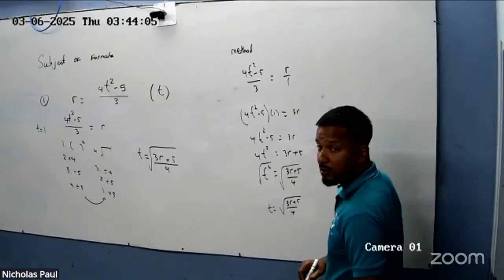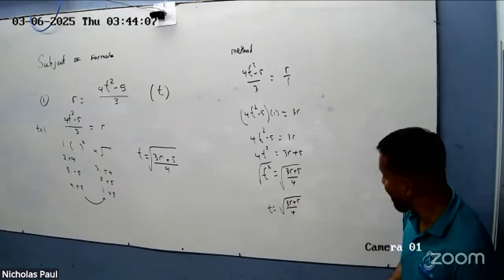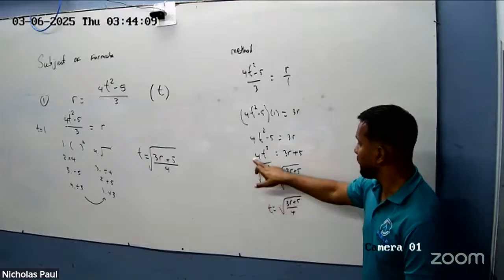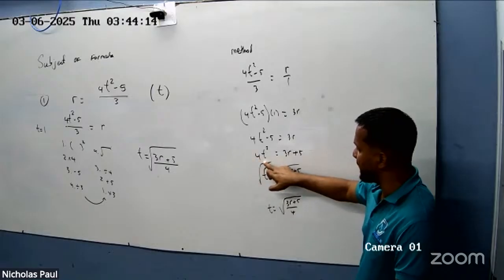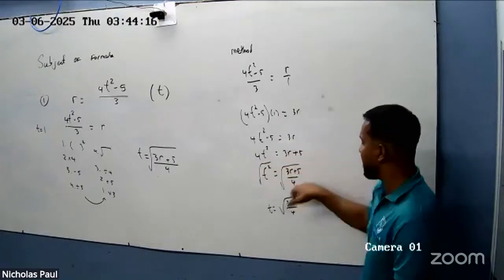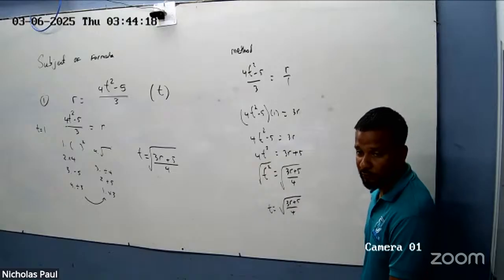Yeah, square root 4t squared, right? Yeah, that could be an option. You square root 4t squared and you get 2t and you get the square root of this. And then you carry it over. Yeah, that could work as well.